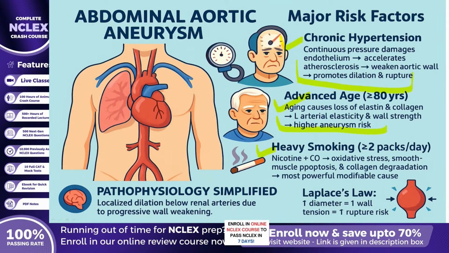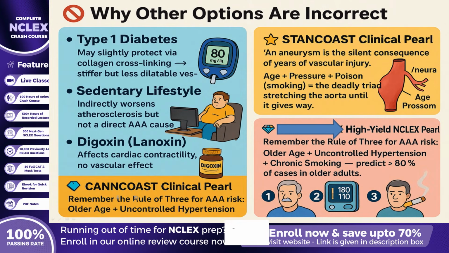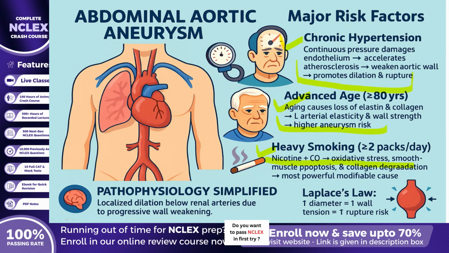Lastly, heavy cigarette smoking, represented by option F, is the most significant modifiable factor. Nicotine and carbon monoxide induce oxidative stress, promote smooth muscle apoptosis, and impair the integrity of the arterial wall. Even after cessation, vascular damage persists for years, keeping the risk of aneurysm high.